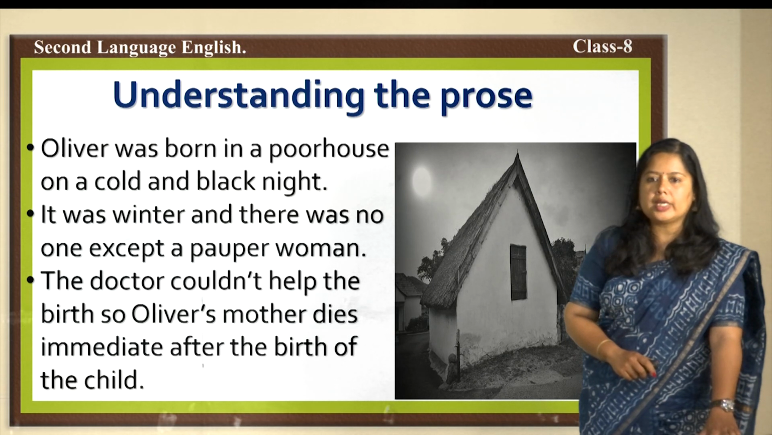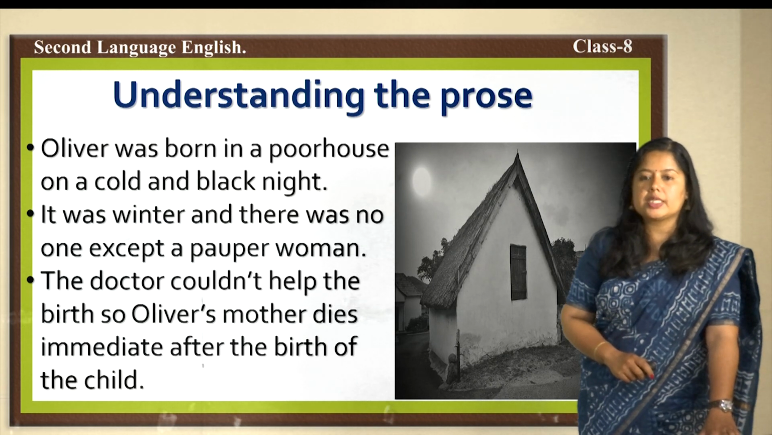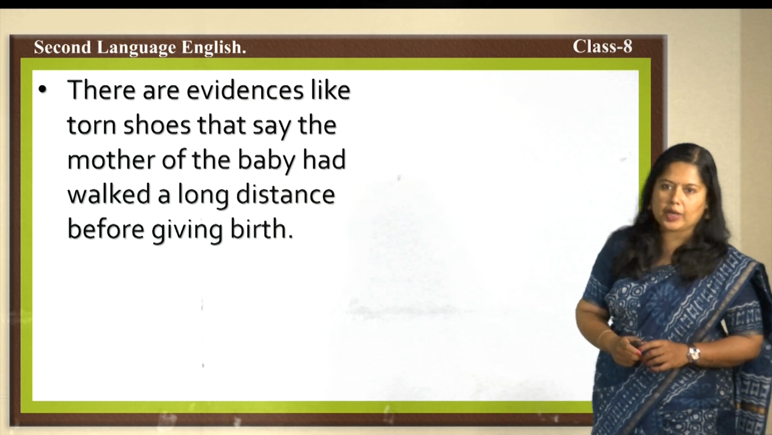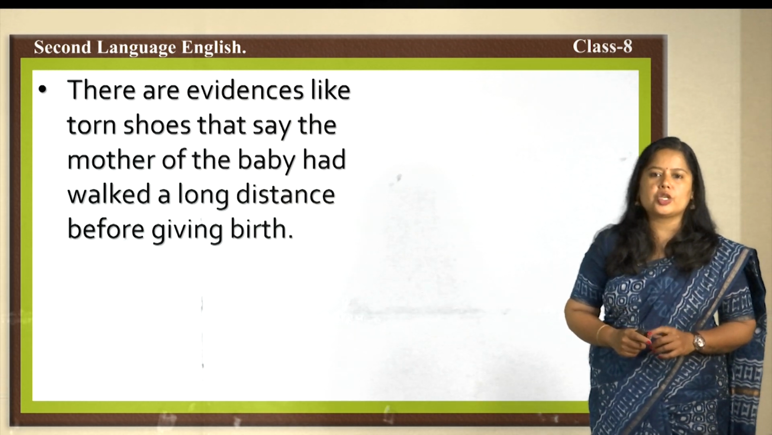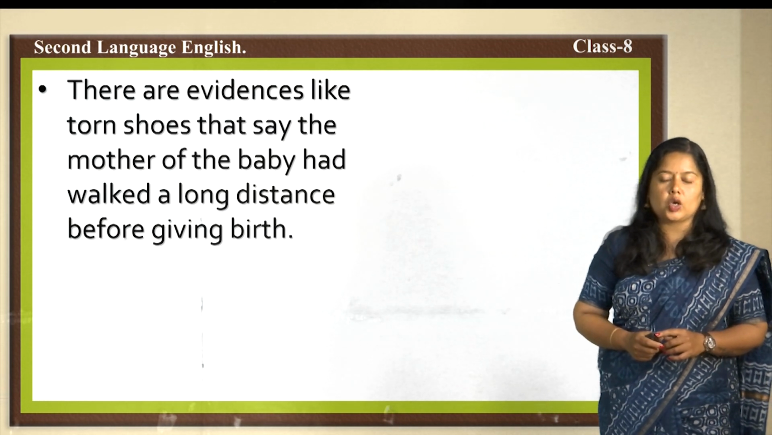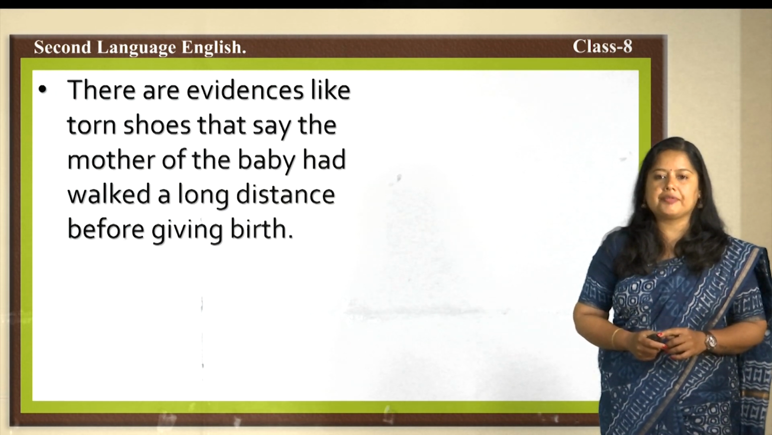The doctor couldn't help with the birth, so Oliver's mother died immediately after the birth of the child. The pauper woman tried to get the help of a doctor, but unluckily by the time the doctor reached the poor house, the baby was delivered and the mother was dead. Coming to the next part, there is evidence like torn shoes that says the mother of the baby had walked a long distance before giving birth.